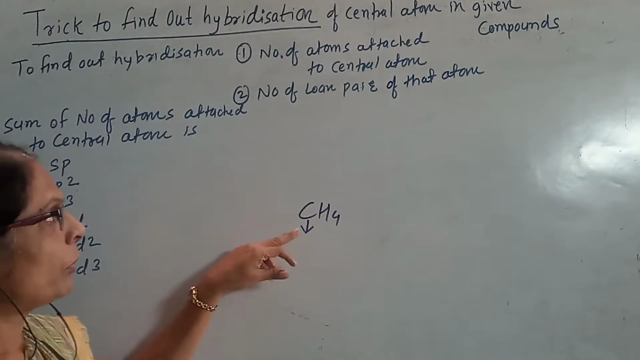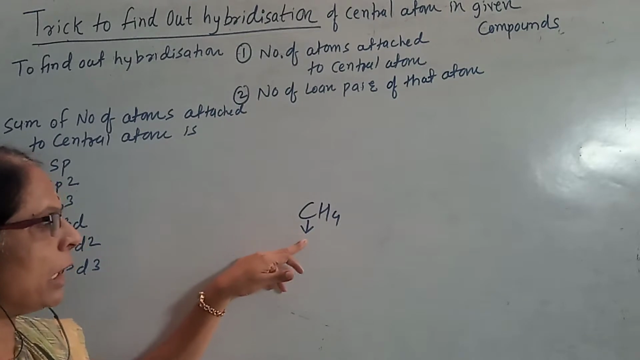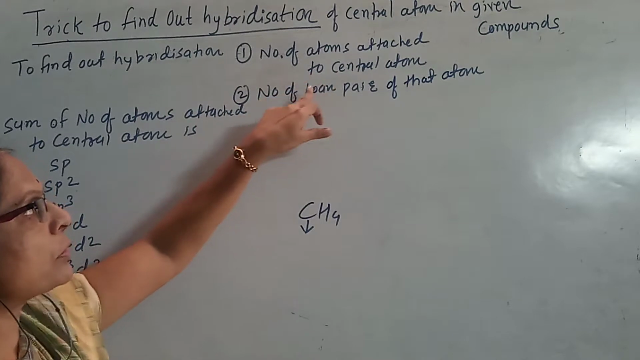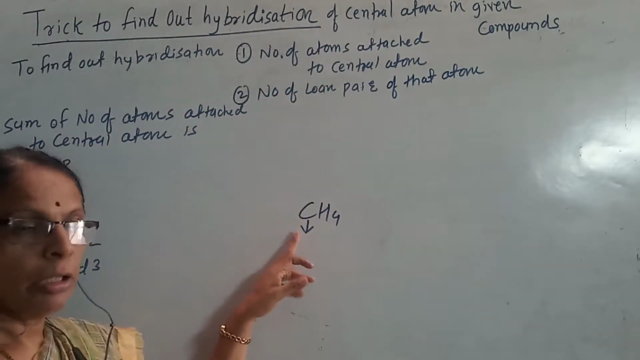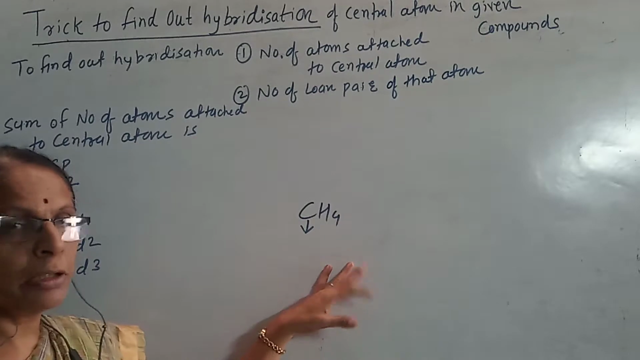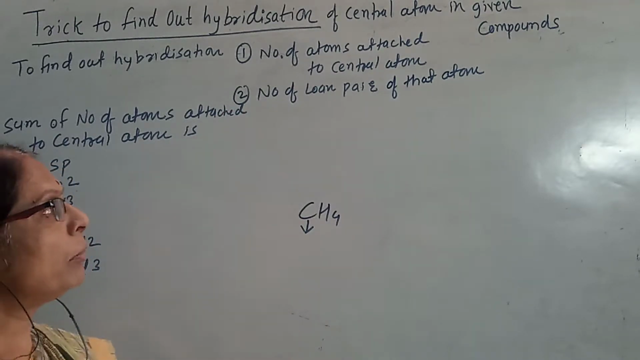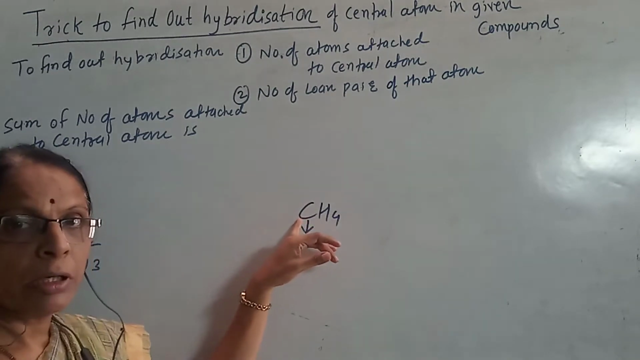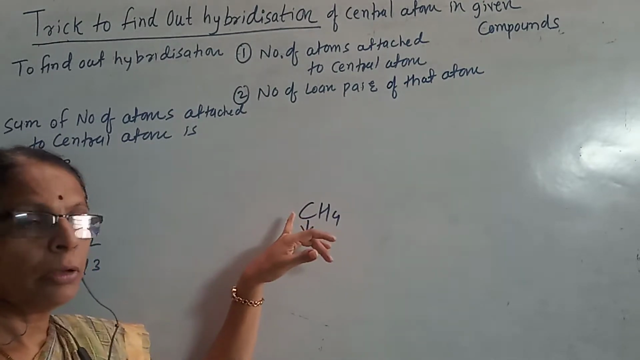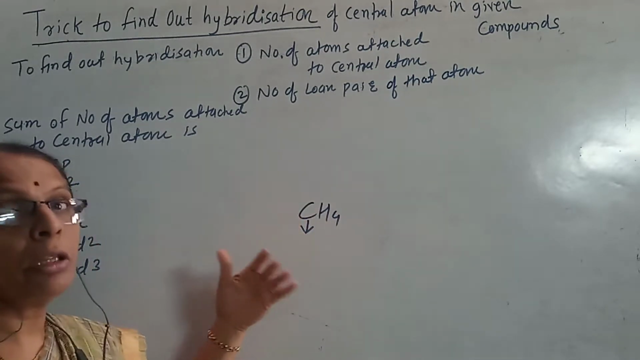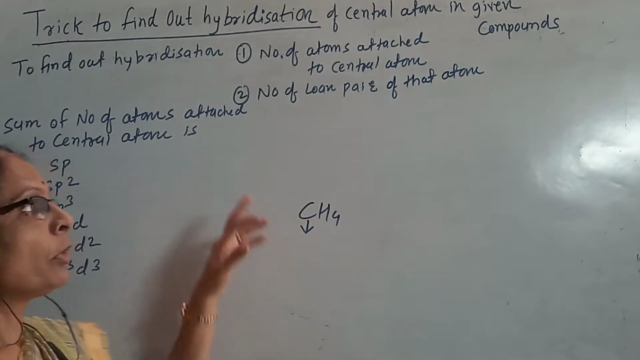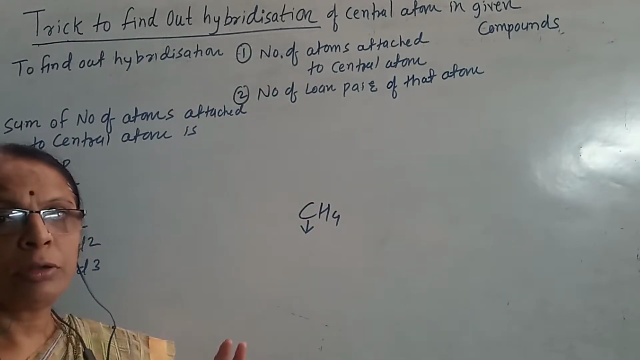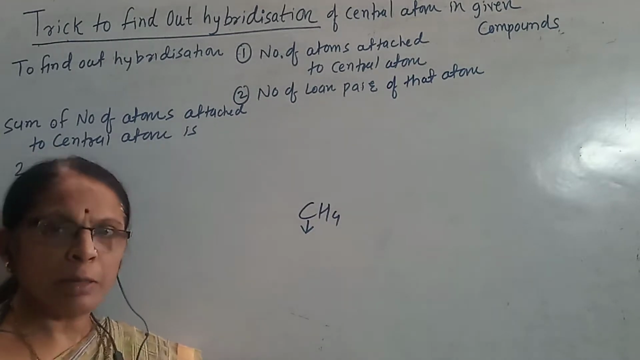In order to find out the hybridization of the carbon, we require two important things. The first is the number of atoms attached to the central atom. The central atom is carbon, and we need to know how many atoms that carbon is attached to. And the second is the number of lone pairs of that atom. The sum of these two values is the trick used to find out the hybridization.